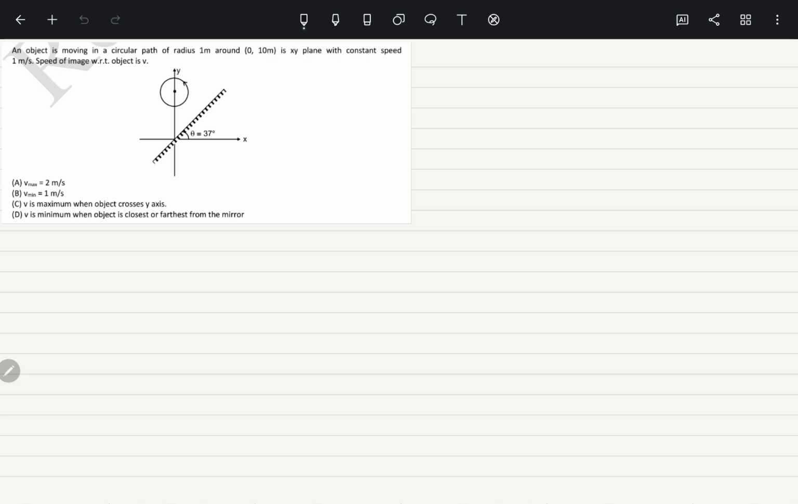Okay, so first of all, if we see the motion of the particle, if I draw a diagram here, this is a mirror and there's an object which is moving with 1 meter per second. First of all, let's focus on some of the points on this diagram. We need to calculate the maximum speed. In the options there are maximum speed, minimum speed, and the positions. So first, let's talk about the maximum speed. At which position will the speed be maximum?